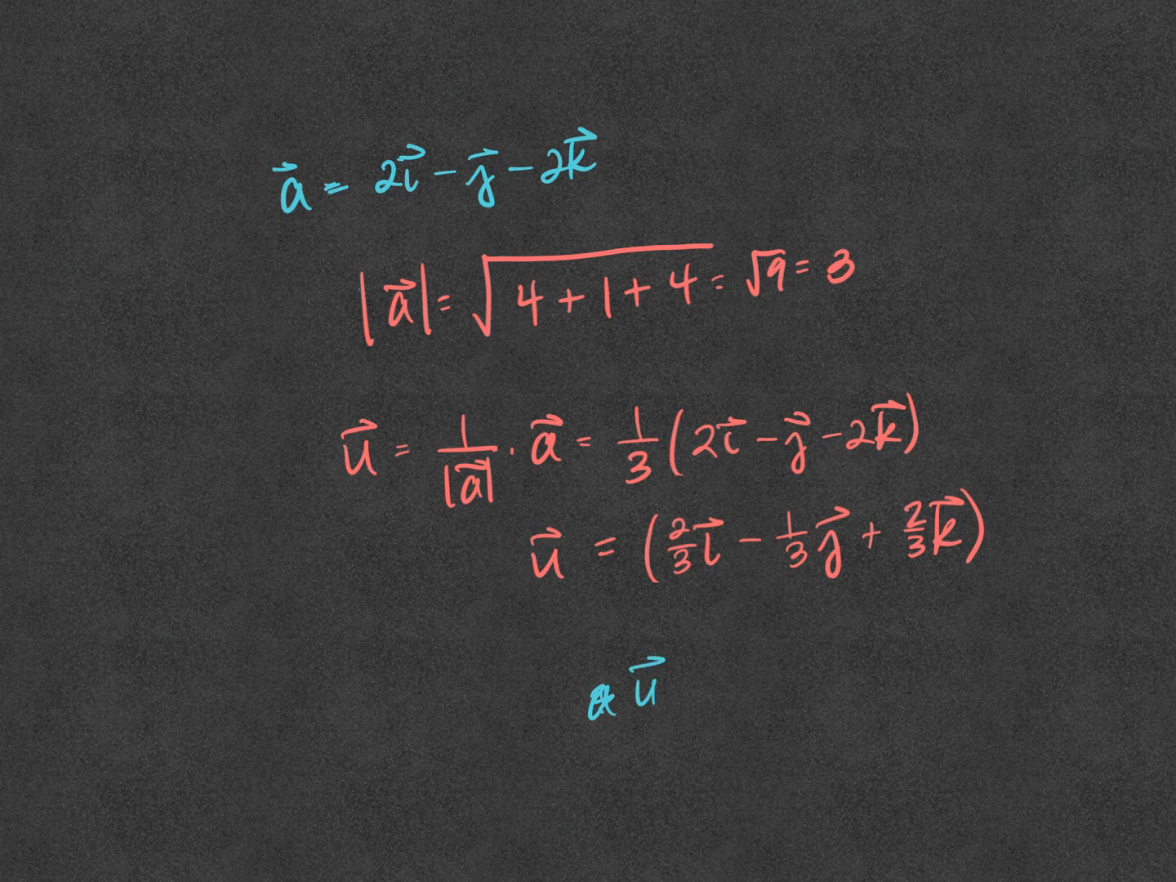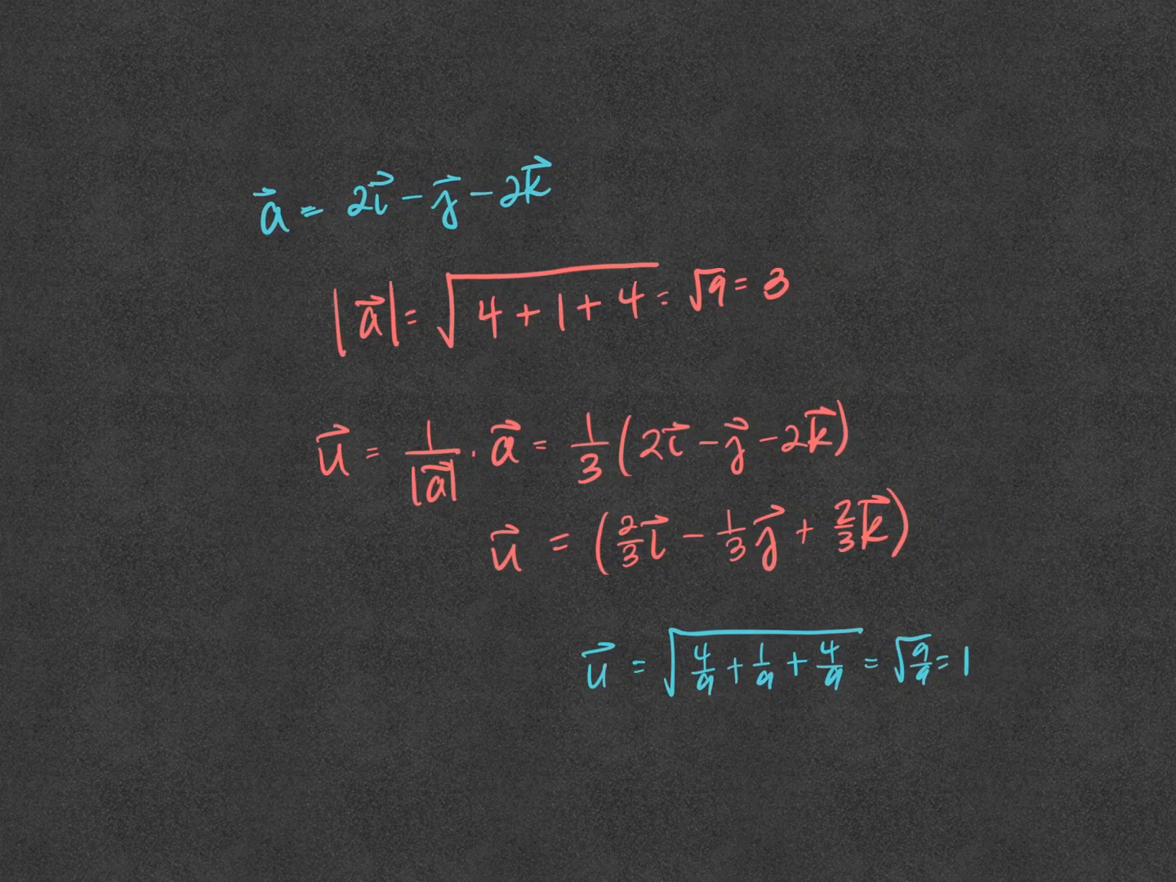So the length of u would be the square root of 2/3 squared is 4 over 9 plus 1 over 9 plus 4 over 9, which is the square root of 9 over 9, which is 1. So this is the unit vector for A. What that means by it being the unit vector for A is that it is the vector in the same direction, but it only has a length of 1.